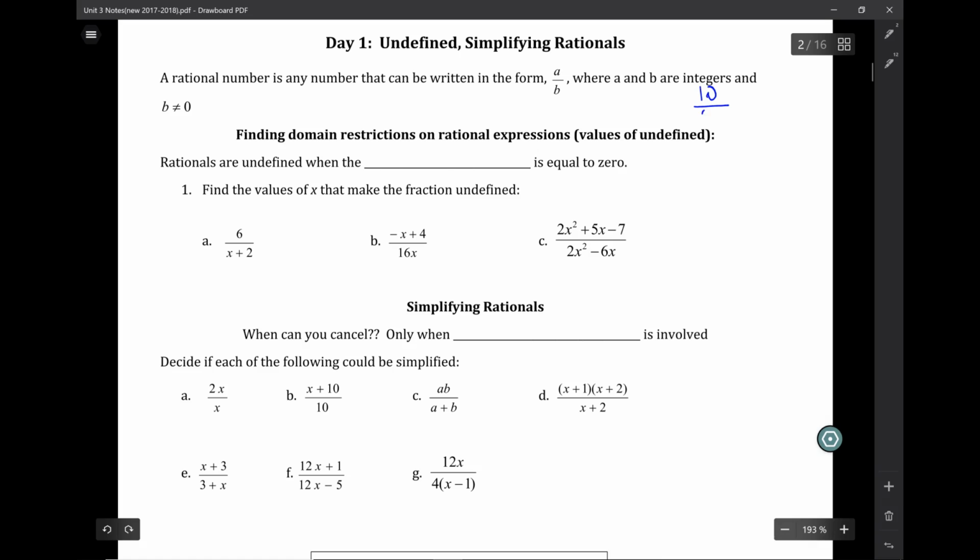So if you take any number, your favorite number, let's say 10, and you type it in your calculator and you divide it by 0, your calculator should throw an error. It should say error, cannot divide by 0. And that's because it's something called undefined. So what I'm going to have you do today is determine what values of x, or whatever variable we're using, will force the rational to be undefined.